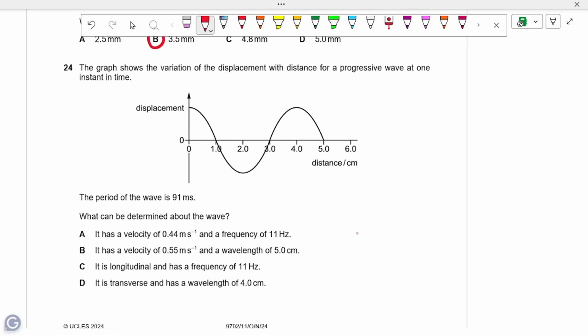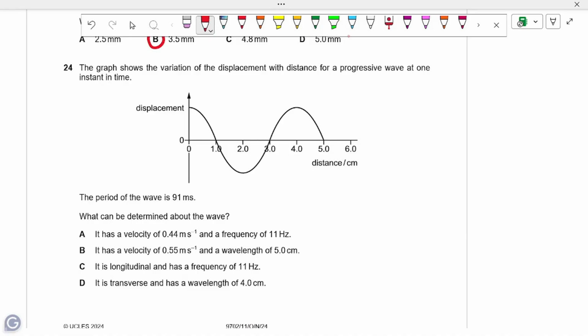Question 24. The graph shows the variation of the displacement with distance for a progressive wave at one instant in time. What is a progressive wave? A wave just propagates energy from point A up until point B. So I'm given displacement, again it's distance, and I'm given that the period itself is 91 milliseconds. What can be deduced about the wave?